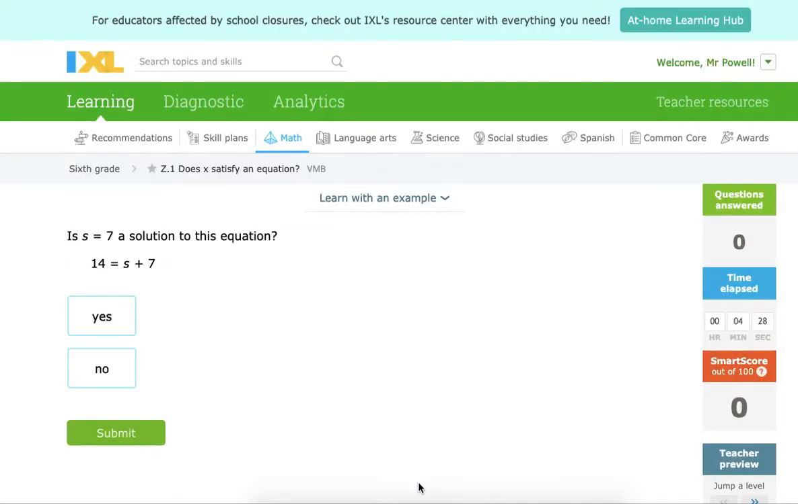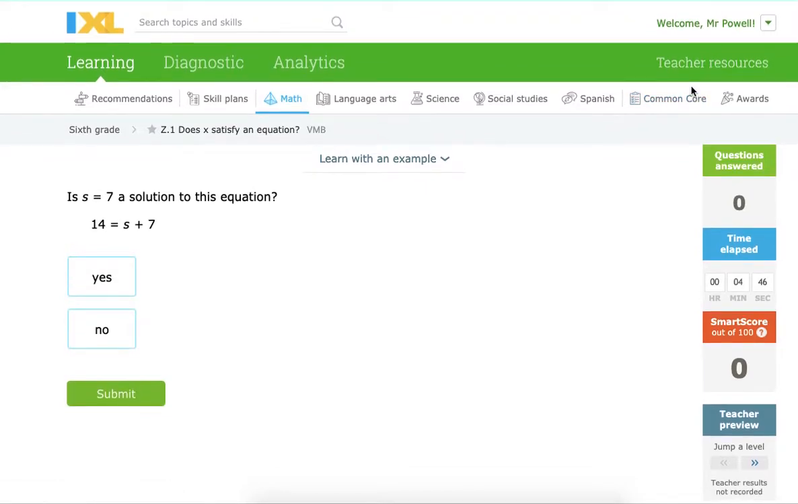Okay, so let's look at this first problem here. This is the very first problem that popped up on this one. Yours will be different, but we have this one, and it asks us, is S equals 7 a solution to this equation? So we're going to do just like the example did, and we're going to run through it, and we are going to see if it is.